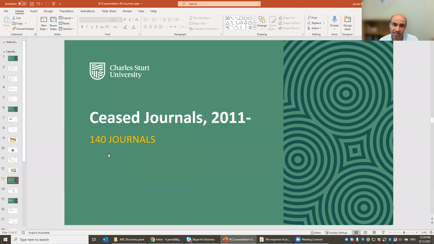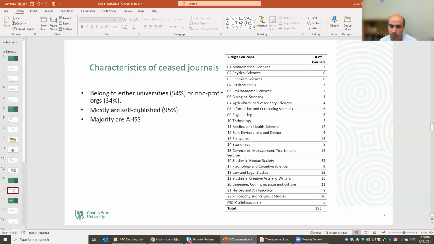And you can expect that more journals will cease publication as a result of COVID and as a result of the loss of academic jobs and the funding from universities and so on. We identified 140 journals that ceased publication just in the last decade, so from 2011 onward. When we looked at their characteristics, we found that most of them belonged either to universities, 54%, or societies and associations. And the majority of them, 95%, were self-published, which means the university published them. It wasn't a commercial publisher, or the society published them.